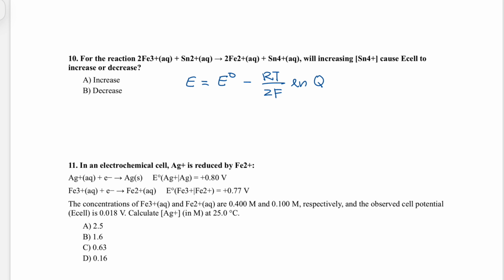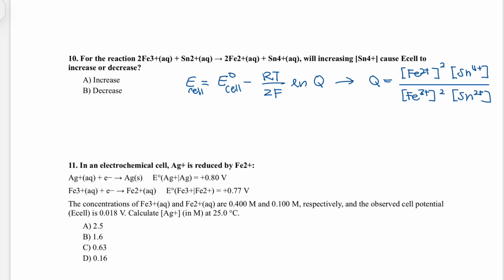The reason why I chose this one is because we have E cell here, which is what we're looking for. And then we also have this Q value. And because we're talking about increasing the concentrations of one of the species, this Q value, because Q equals Fe2 plus squared times Sn4 plus, this is from the equilibrium unit, and it's products over reactants. So this is what Q equals.